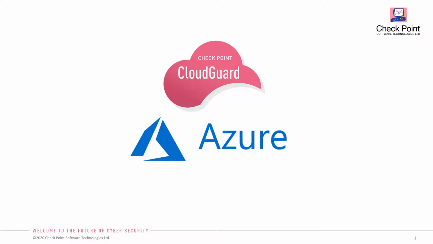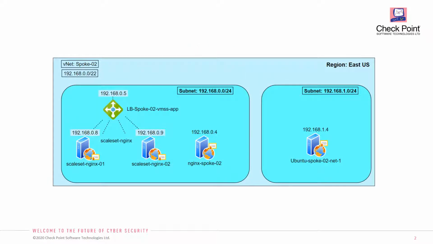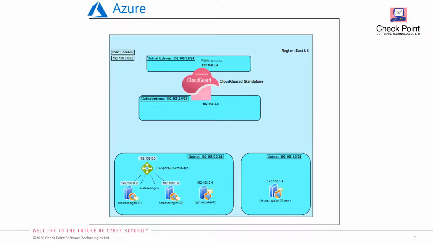I want to start by showing you the workload that I currently have in Azure. I have just one VNet in US East with two subnets and a few workloads. I want to show you two options for CloudGuard gateway deployment. The first one is an option but would limit your ability to expand in the future.